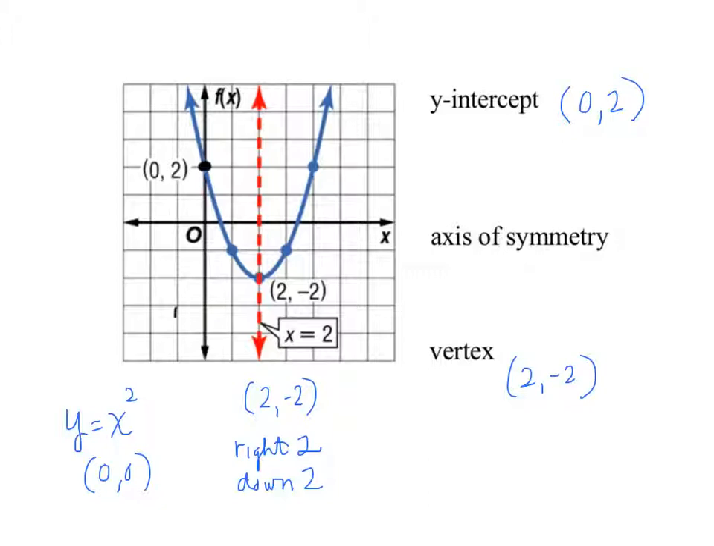The axis of symmetry is going to pass through the vertex, so that's going to be the line x equals 2. Notice that the axis of symmetry is a line, but it's not a function because it's straight up and down, vertical. The vertex is a minimum because it is the lowest point on the graph.